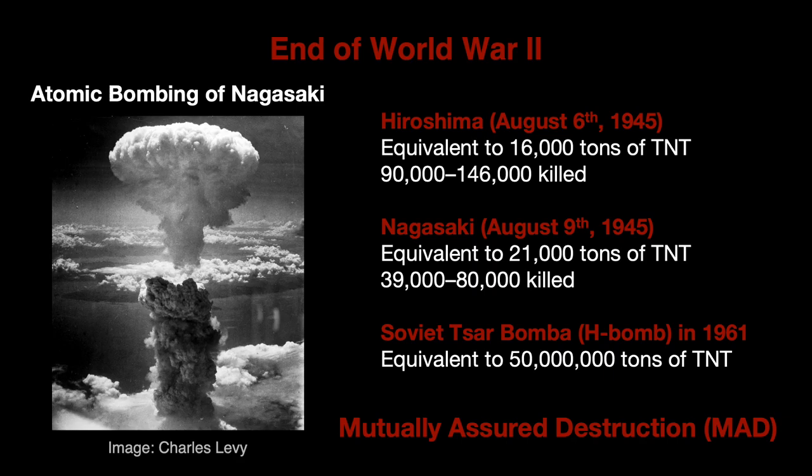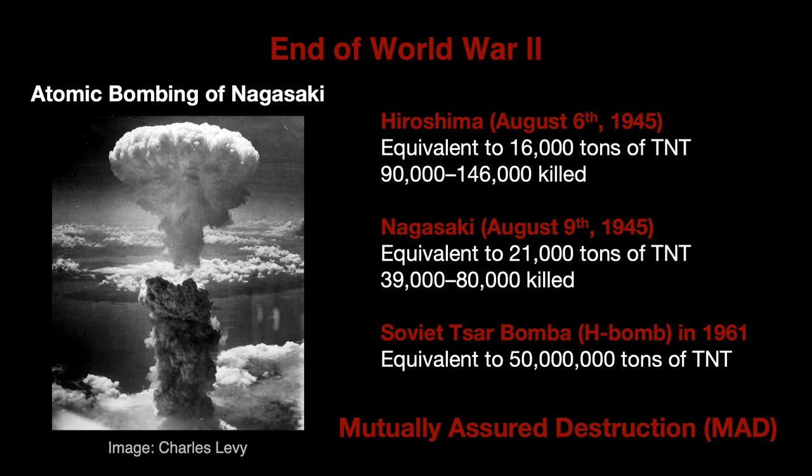It was used twice against Japan in the cities of Hiroshima and Nagasaki. On the left is an image taken after the atomic bomb was dropped on Nagasaki. Together, these two atomic bombs killed between 129,000 and 226,000 people. I've listed the equivalent explosive power in TNT. The Hiroshima bomb was about 16,000 tons of TNT, while the Nagasaki bomb was about 21,000 tons of TNT.